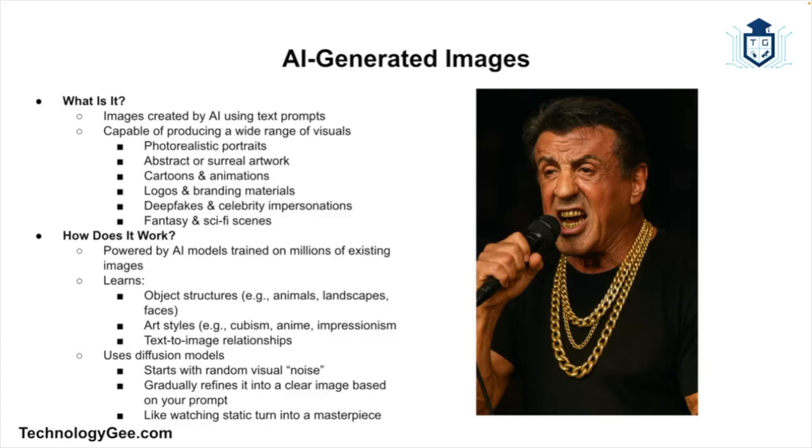So exactly what is it? Well, AI generated images are pictures that are created by algorithms, and they can range from photorealistic portraits to abstract art to cartoons and animation to logos and branding to fake celebrity photos, which are known as deepfakes, and to fantasy worlds. And they're created by entering text prompts like, give me a picture of Sylvester Stallone with gold teeth and gold chains holding a microphone rapping. And then seconds later, boom, you have a picture of Sylvester Stallone with gold teeth and gold chains holding a microphone rapping.